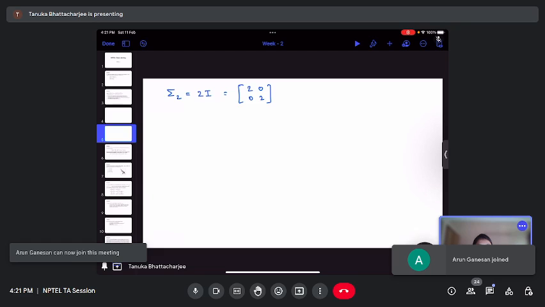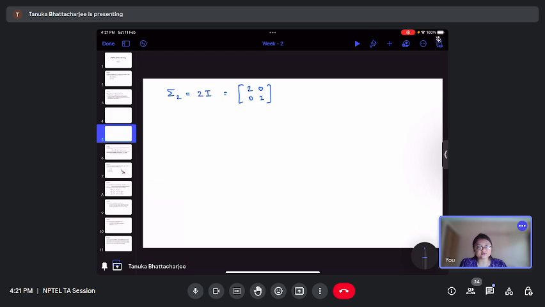I hope the computation of the covariance matrix for any class from a given number of observations is clear. If you have any doubts, you can at any point stop me and ask.